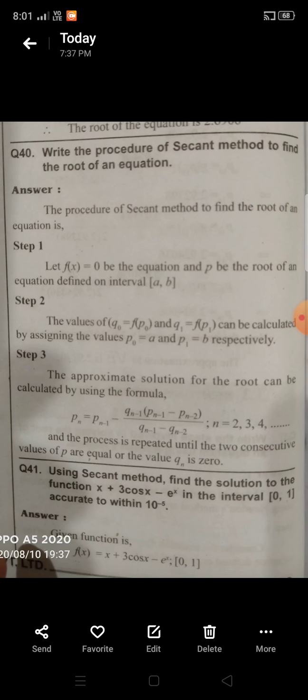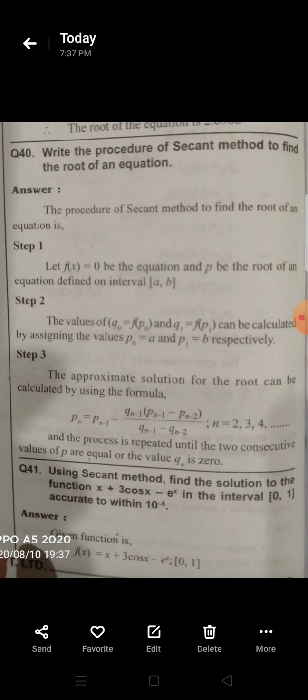Step 2. The values of q naught equals f of p naught and q1 equals f of p1 can be calculated by assigning the values p naught equals a and p1 equals b respectively.